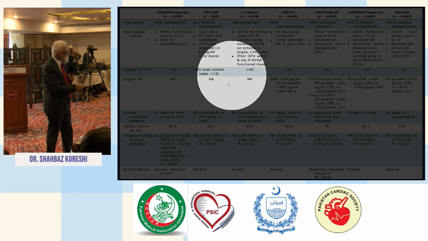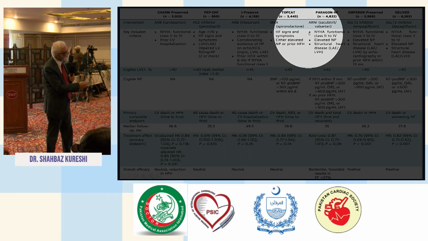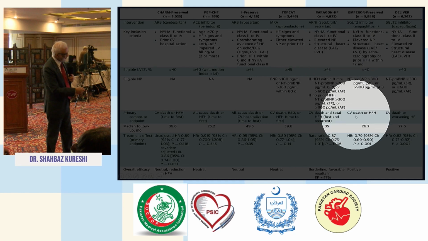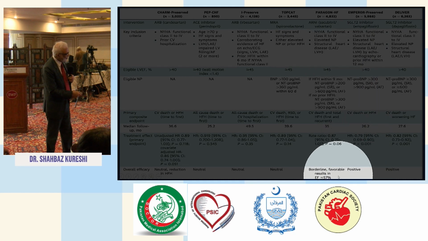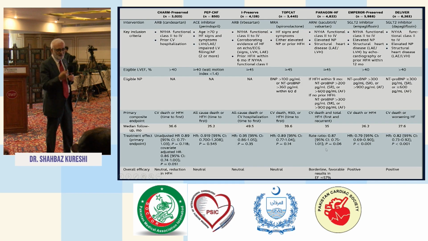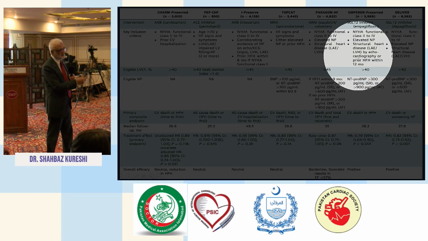and others in HFpEF. All these trials, right up till this PARAGON-HF, were neutral trials, where you used MRAs and you used other drugs like candesartan, an ARB. They were neutral. But here in PARAGON, it was borderline favorable. For example, in female patients and in those with an ejection fraction between 40 to 55%, there is a benefit when you use these drugs. With EMPEROR-Preserved, it was a positive trial.